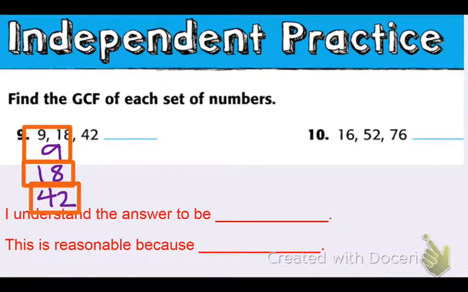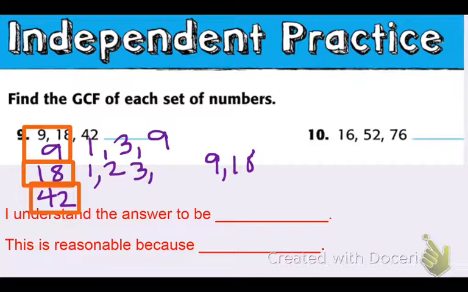All right, let's try number 9. I'm going to go ahead and start with step 1. What are the factors of 9? 1, 3 times 3, and 9. What are the factors of 18? Well, we have 1 times 18, 2 times 9, 3 times 6. I think I'm done with 18.